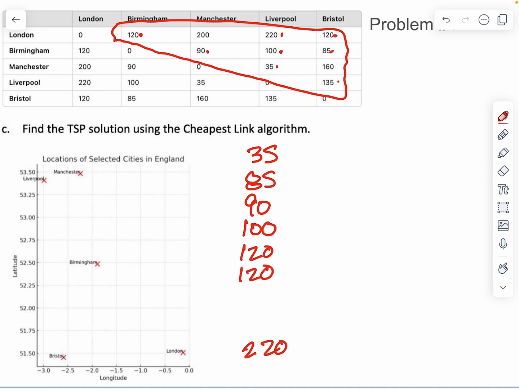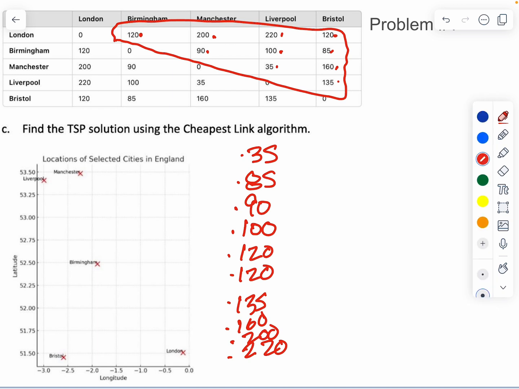And I've got a 135. And I've got a 160. And I have a 200. So that is all of them. 1, 2, 3, 4, 5, 6, 7, 8, 9, 10. Okay, so I have put all of my weights or all of my distances in sequential order, increasing order from smallest to largest. What I'm going to try to do now is draw my edges.